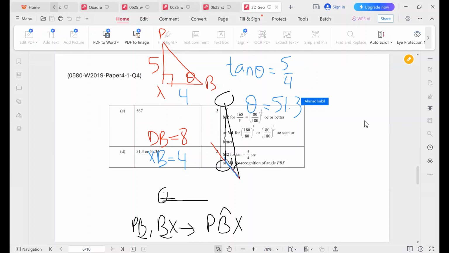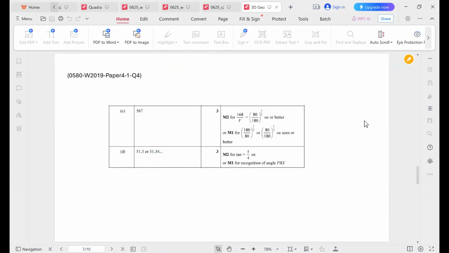Looking at the answer, we have 51.3. This is correct. Never mind this part. This has to do with a different question. 51.3 is the correct answer for our problem.